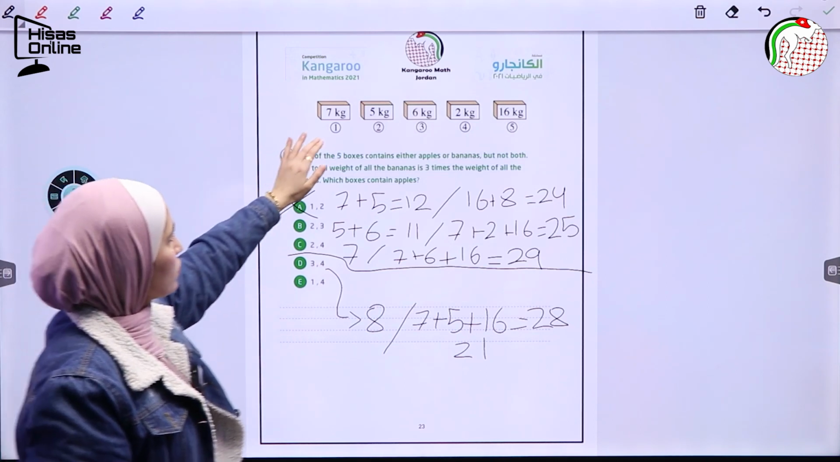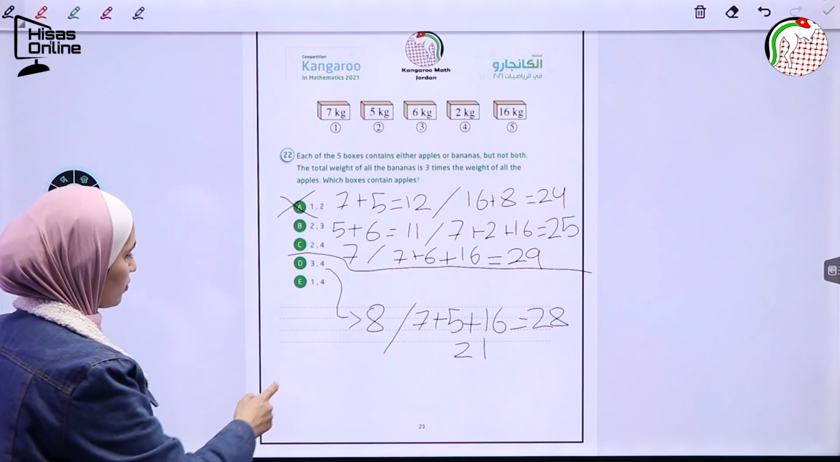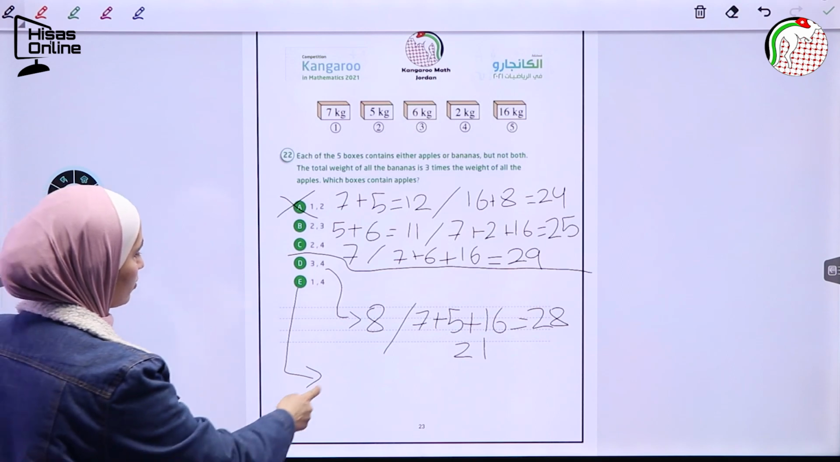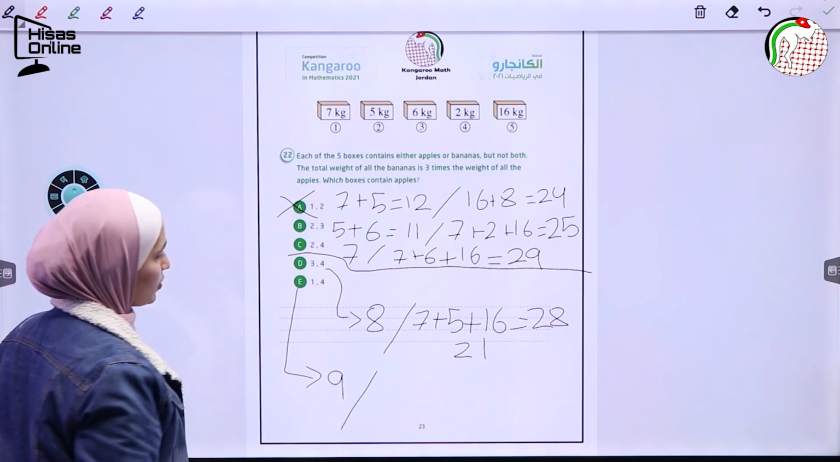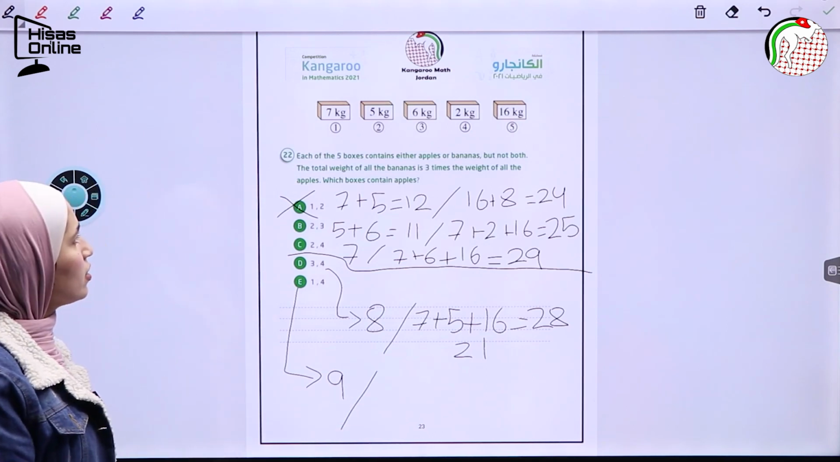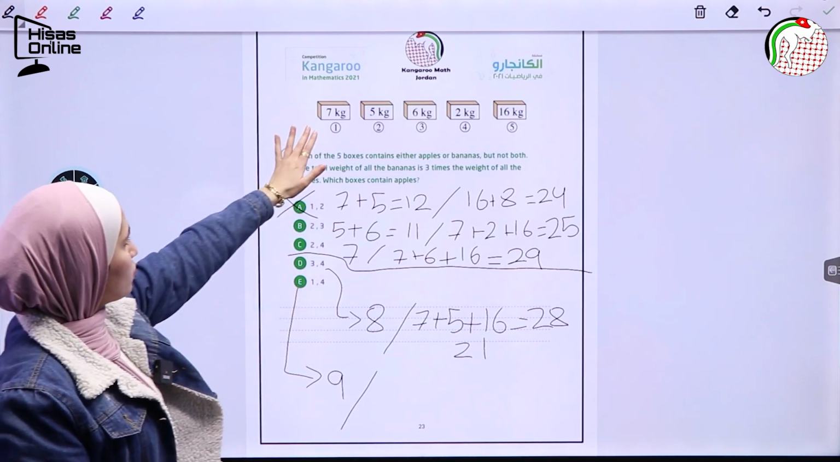Now let's try box 1 with box 4. That means 7 plus 2 equals 9. Now triple 9, that means 27. If the answer is 27, so of course the answer is A. So we said we added 1 with 4.